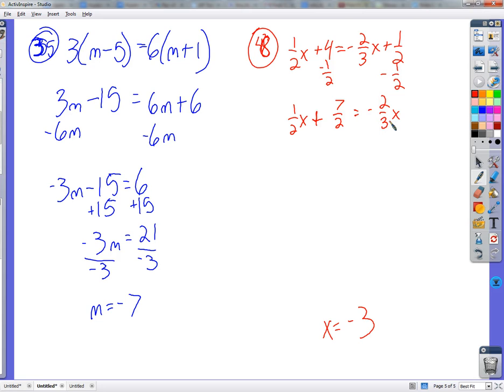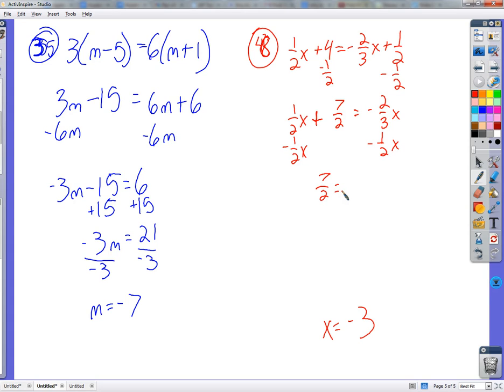-2/3 x. Well, that's pretty good. This looks like a side where variables exist alone. And maybe we can take advantage of that. What do you think? What should we do? What's something we could do? Okay, subtract 1/2 x. And if I'm thinking a step ahead, I won't have any variables over here. I'll only have variables over here. Seems like a good thing to do. So subtract 1/2 x. Subtract 1/2 x.